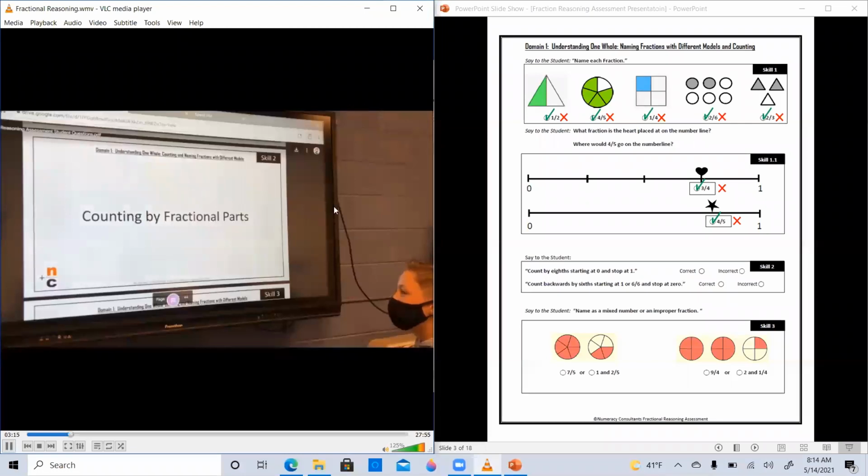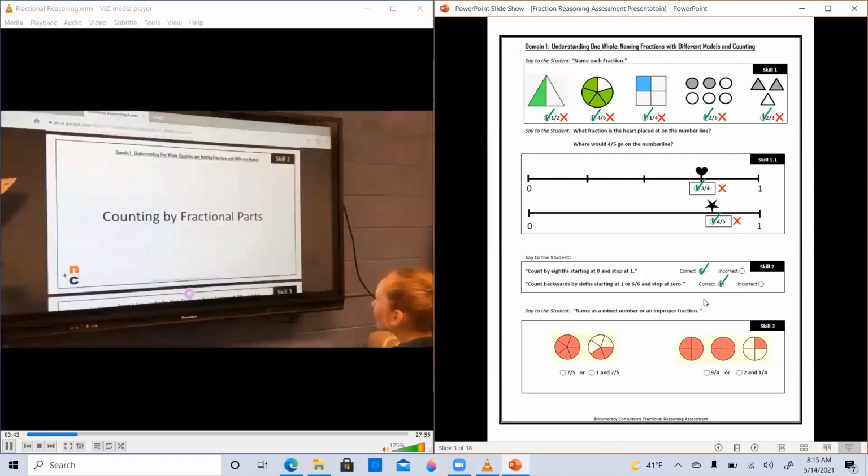Counting by fractional parts, right? So can you count by eighths starting at 0? One eighth, two eighths, three eighths, four eighths, five eighths, six eighths, seven eighths, eight eighths. Good. And can you count backwards from 6 starting at 1, or 6 sixths? 6 sixths, 5 sixths, 4 sixths, 3 sixths, 2 sixths, and 1 sixth. Good. Okay, I'm going to ask you now to count by fractional parts.